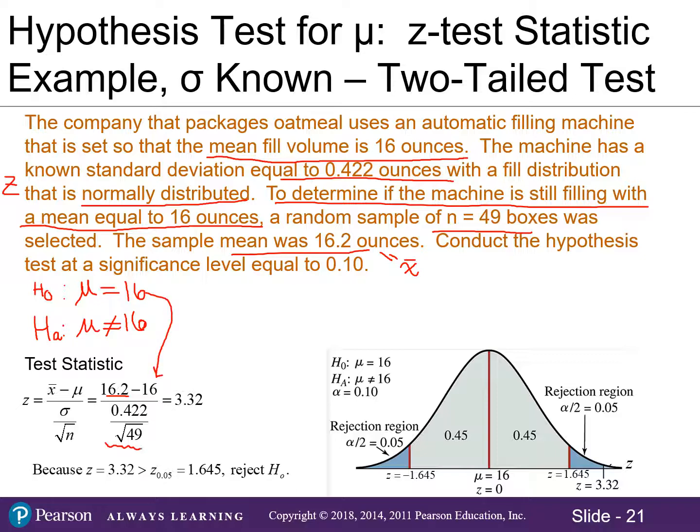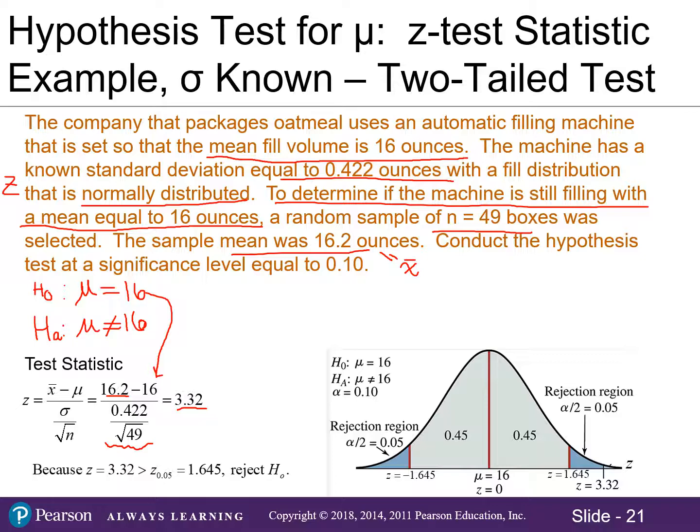We're always using the spread for the sampling distribution for a mean. So that's always the known population spread divided by the square root of the sample size. That's 3.32. I already know from looking at this that that's very unusual. That's a very large z-score value. This is probably going to be a reject.